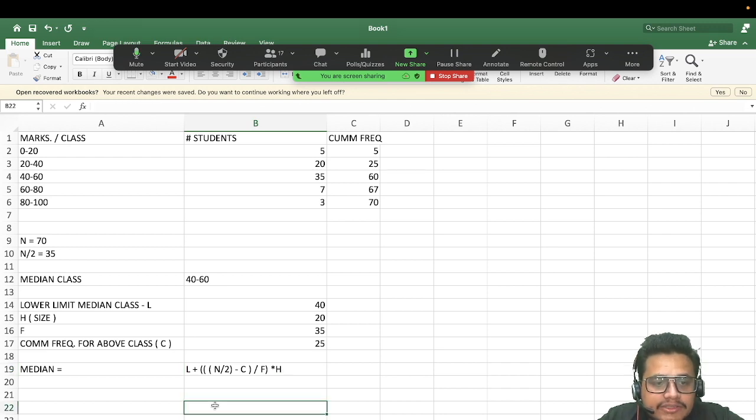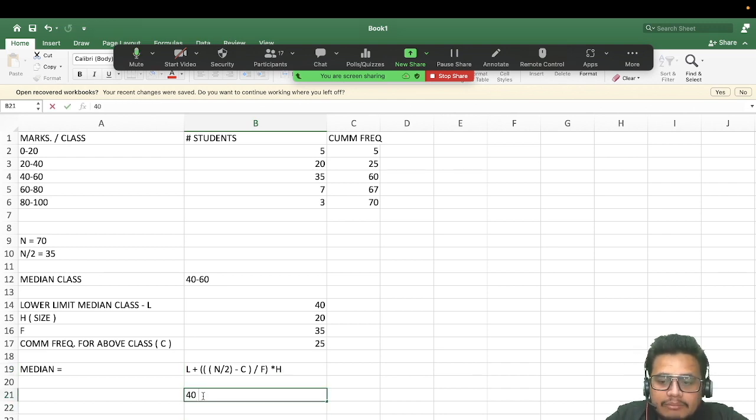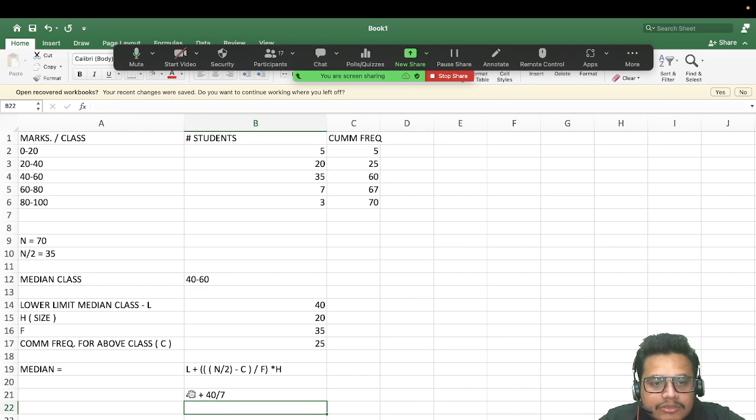Now L is 40 plus n by 2 क्या, 35, 35 minus C, C is 25, तो मतलब मेरा 10 divided by f, 10 by 35. ठीक है, multiplied by 20, so मतलब कि 40 by 7. So 40 plus 40 by 7, this is our median.